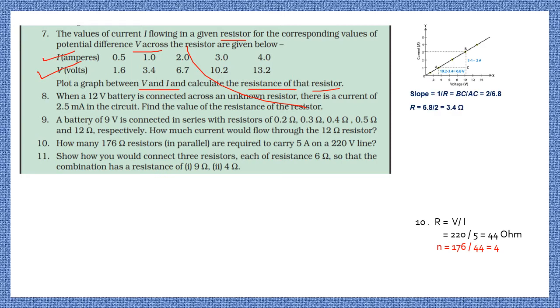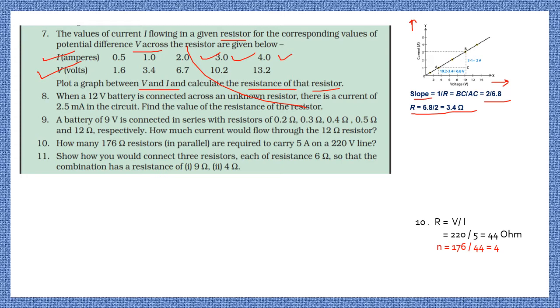You can plot the graph like this. On x-axis voltage, on y-axis current. And you just have to plot these points. Okay, and the graph will be a straight line. If you remember when we were discussing Ohm's law, I told you that the graph for Ohm's law will always be a straight line. And if we find out the slope, that is 1 upon R. So that is 2 upon 6.8. R is equal to 3.4 ohm. Okay.